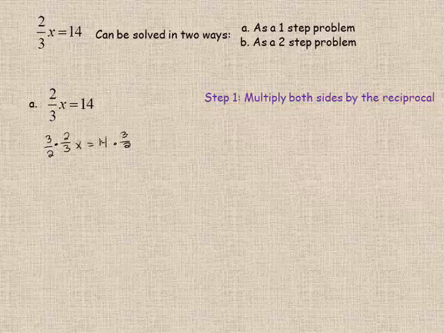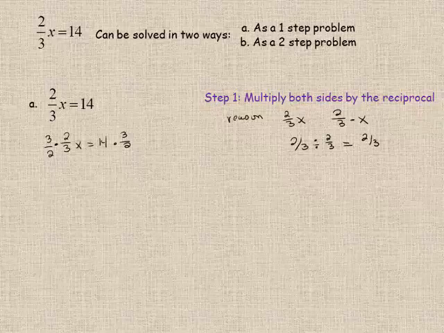Now the reason that I do this is because if I have 2/3 x, this is 2/3 times x, and the opposite operation is to divide. Well, when I divide a fraction, I multiply by the reciprocal. Okay, so once I've done that, these cancel each other out, and I'm left with x is equal to 2 goes into 14 7 times, and 7 times 3 is 21.